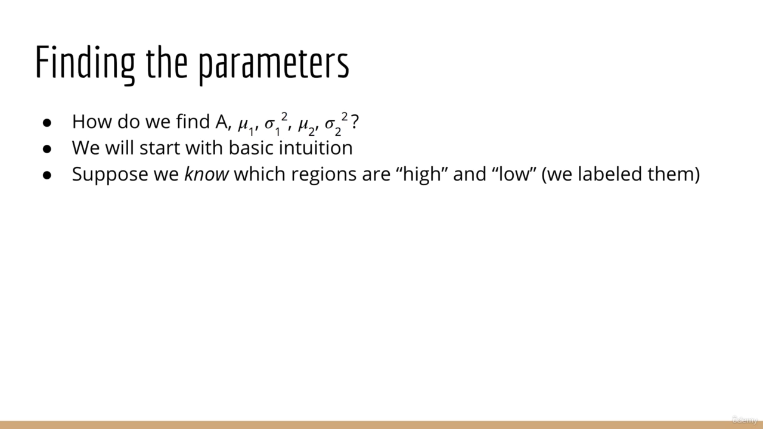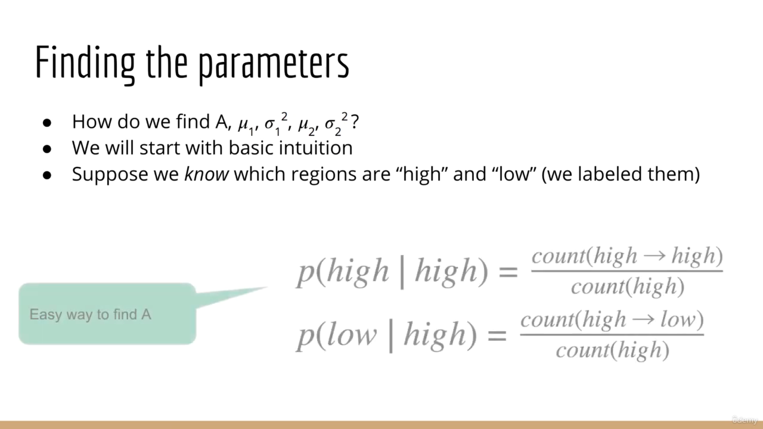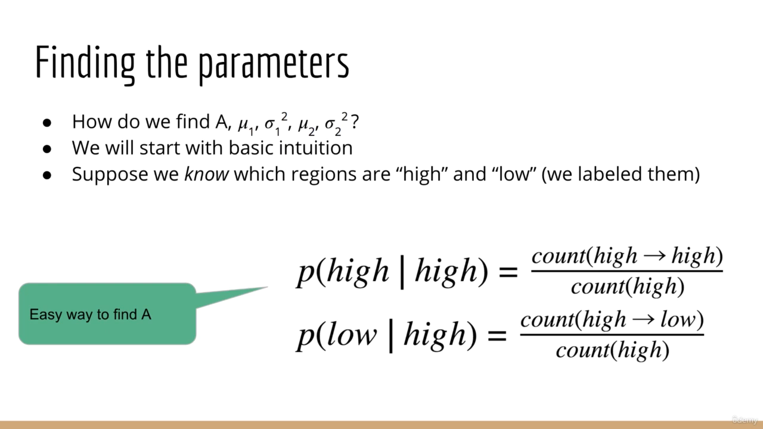That is to say, for every day in my dataset of stock returns, I've labeled them all high or low. Then, finding these probabilities is easy. All we have to do is count. For example, the probability of going from high to high is the number of times I've transitioned from high to high, divided by the total number of high days. Conversely, the probability of going from high to low is the number of times I've transitioned from high to low, divided by the number of high days.